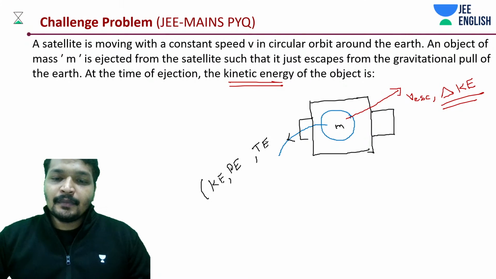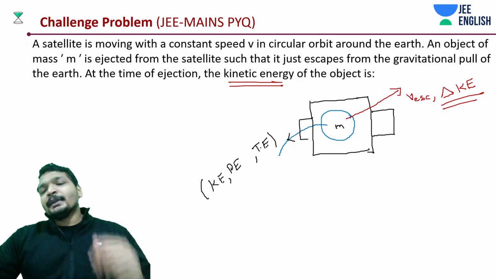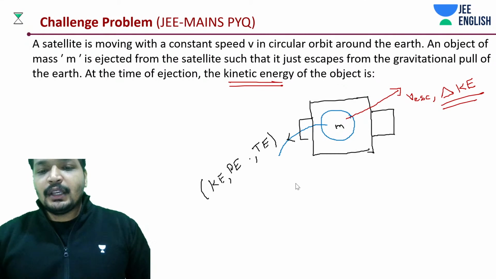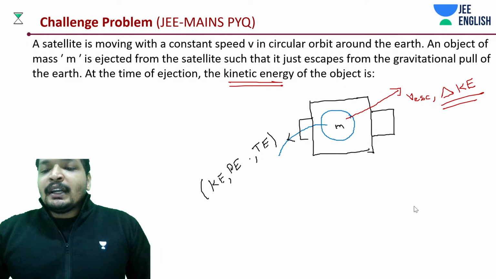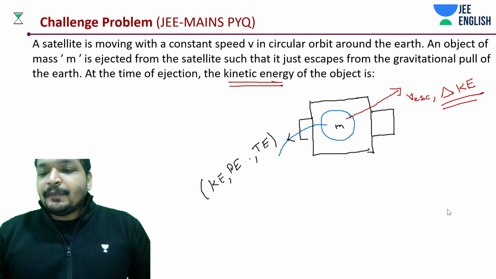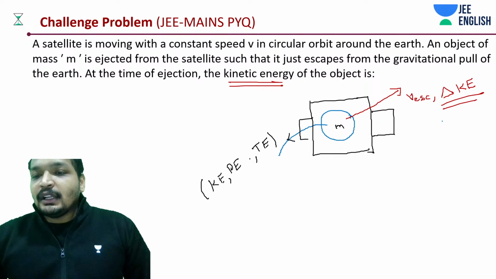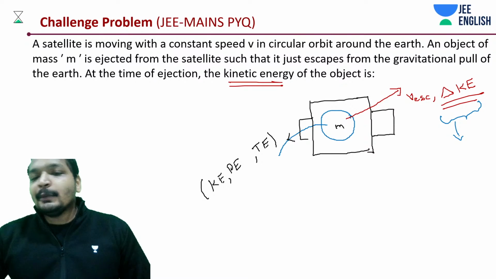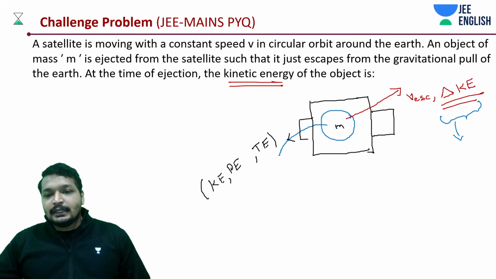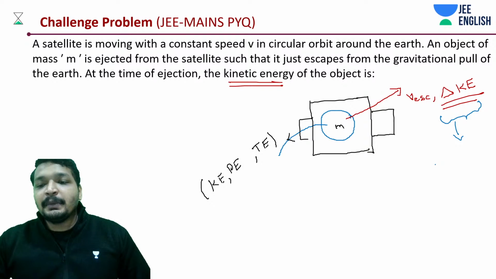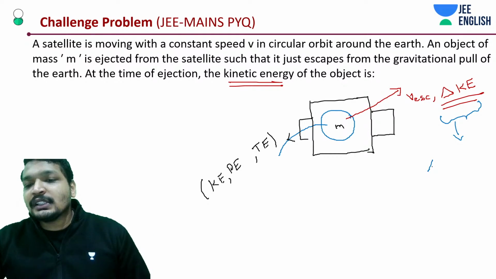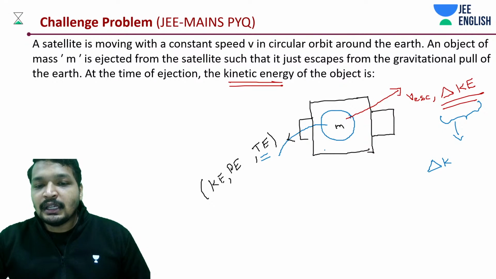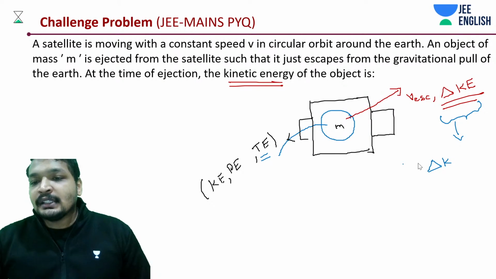Okay, now let me ask you this question. When would it escape? It would escape only if you are able to overcome the bound energy. It will only be able to escape when you say that delta KE, so we are just concerned about total energy, so we can say something like this.